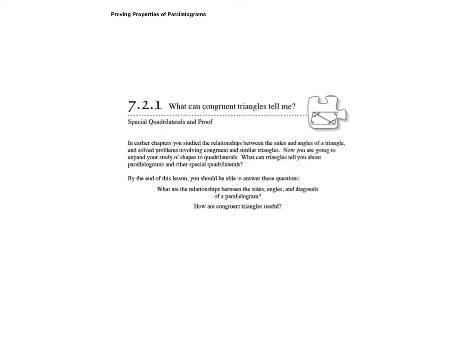In this video, we are going to be looking at congruent triangles and proving different theorems about quadrilaterals based on those congruent triangles. The problems come from lesson 7.2.1. In earlier chapters, you studied the relationships between sides and angles of a triangle and solved problems involving congruent and similar triangles. Now you are going to expand your study of shapes to quadrilaterals, and we're going to focus on what triangles can tell us about parallelograms and other special quadrilaterals.